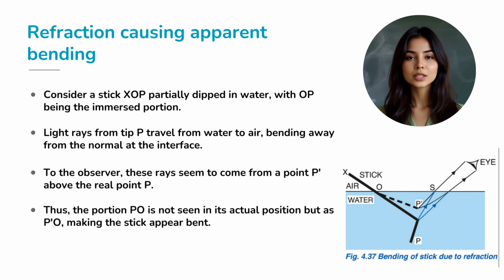When these refracted rays enter our eyes, our brain extends them backward in a straight line. The rays appear to come from a point P', which lies above the real point P. So instead of seeing OP, we see OP', the submerged part appears raised. This makes the whole stick XOP appear bent at the surface. As you can see in the diagram, the straight stick now looks as if it's broken at the waterline.